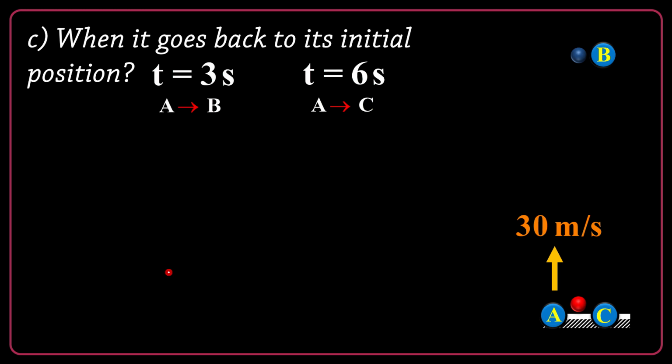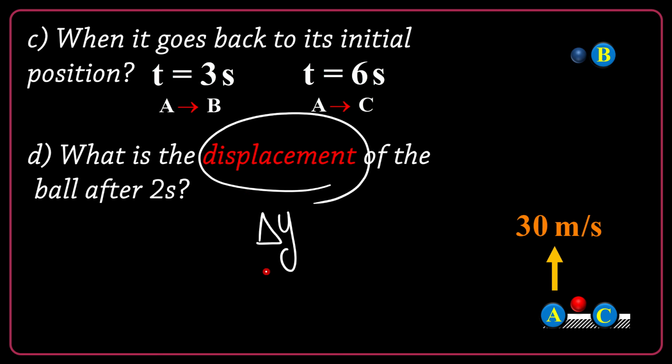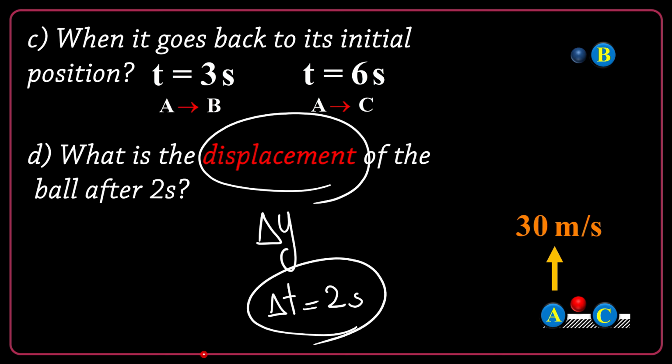It does not need any more writing equations or complicated solutions. It's very easy to do. And the last part is D. What is the displacement of the ball after 2 seconds? When they say displacement, explicitly they are telling you it is delta y. But delta t here is not the total time. It's not from A to B. It's exactly 2 seconds. What should I do for that?